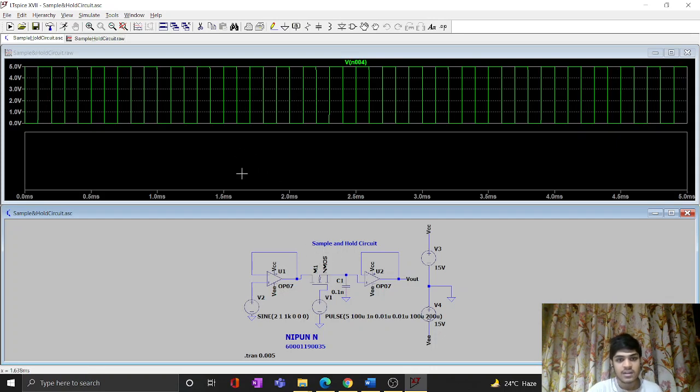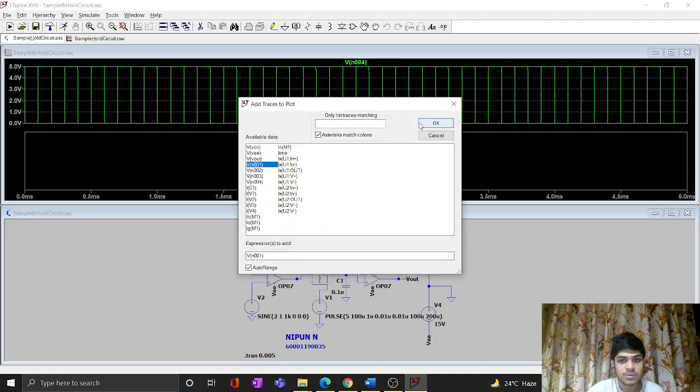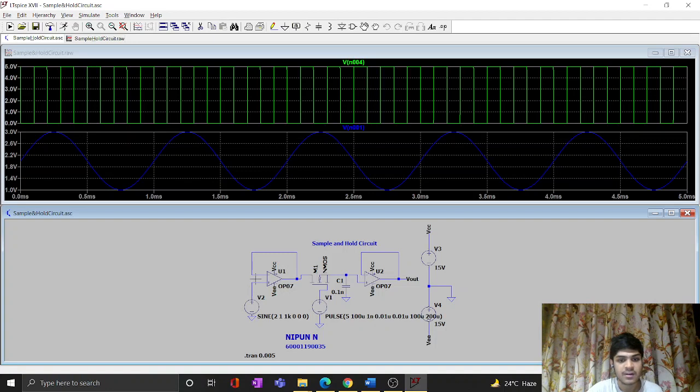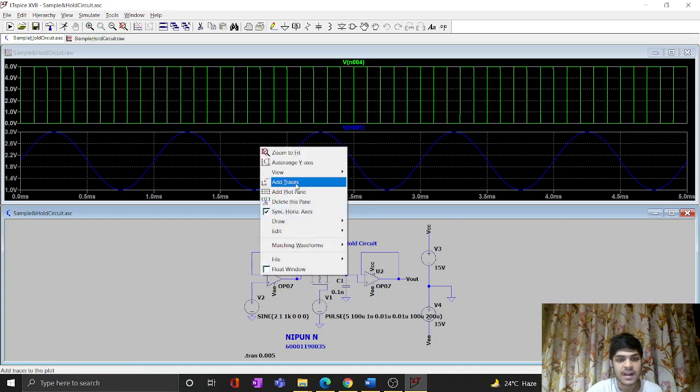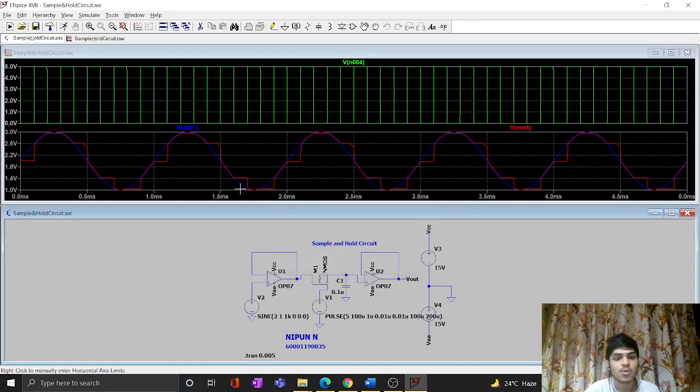I'll show it in this plane. So if I add the trace of, this is the input that we apply here, then if I add trace V out, this is the output of the sample and hold circuit. As you can see, this is the time for which it holds the current, and this is the time for which it samples the input applied, and hence the name sample and hold.